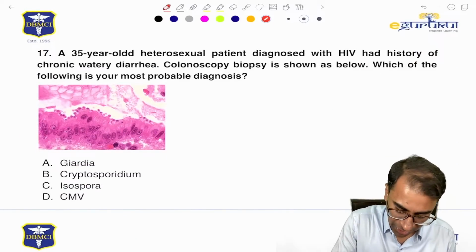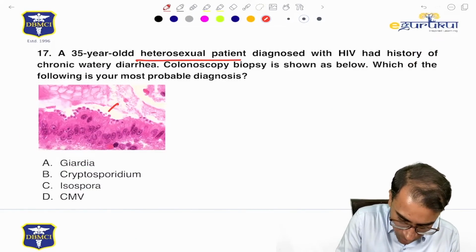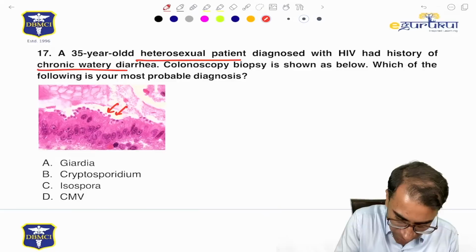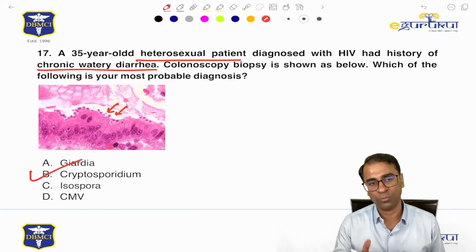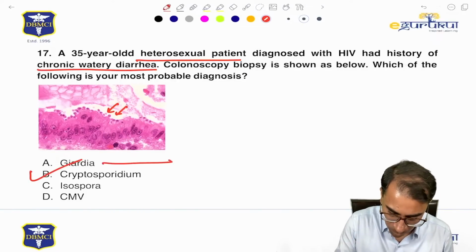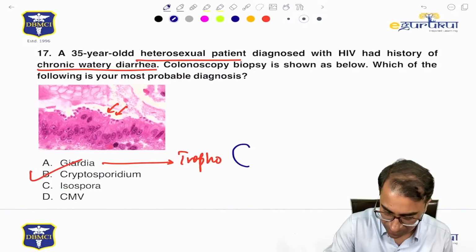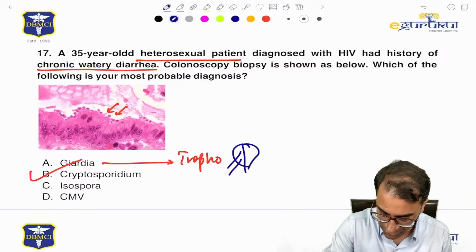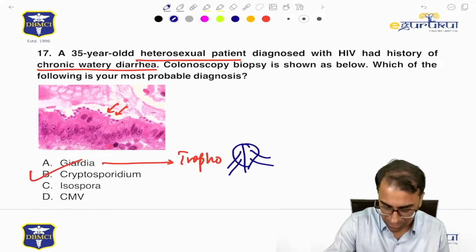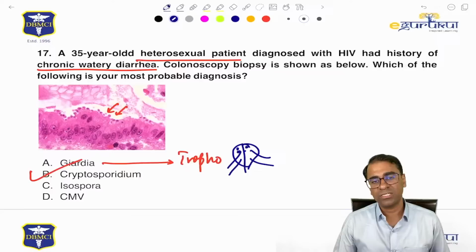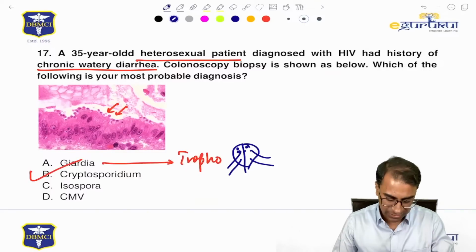This is a case of a heterosexual patient, and look at the small things here. In a case of chronic watery diarrhea, it becomes a case of cryptosporidium. Had them with giardia, I'll show you trophozoites. And trophozoite of giardia, how to identify? It's a pear-shaped cell with two nuclei. This type of trophozoite is seen in a giardia case.